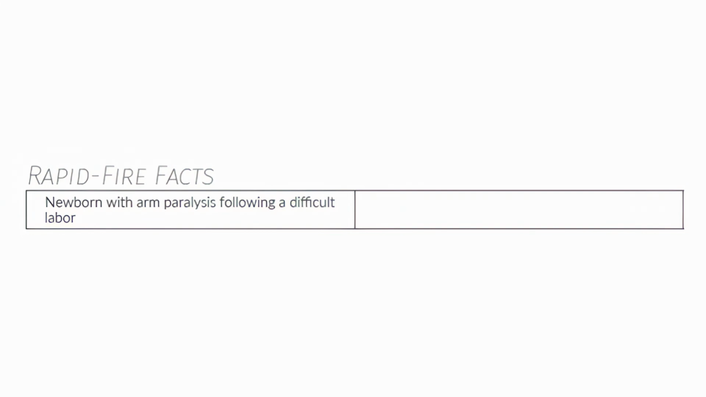All right, so then we have one rapid fire fact. You should know this one by now. Newborn with arm paralysis following a difficult delivery. First, think of Erb-Duchenne palsy. You might have Klumpke on there, but Erb-Duchenne is going to be far more common.